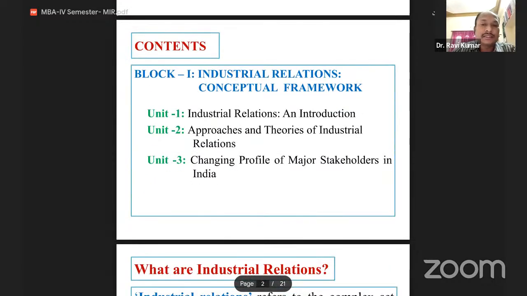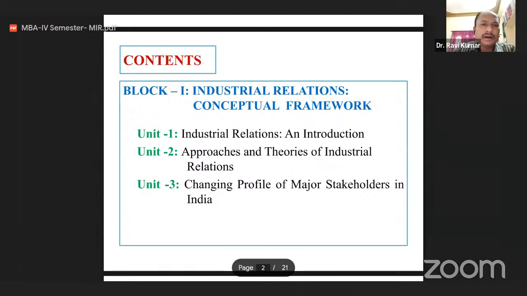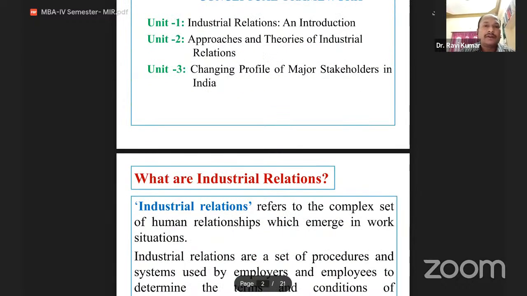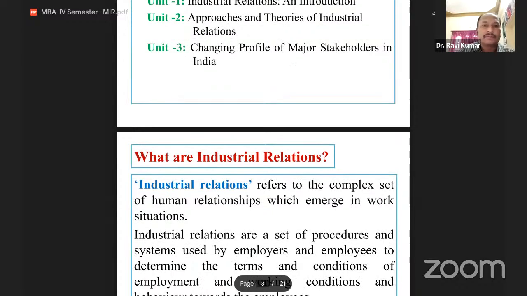So now we can discuss the blocks. In block one, industrial relations and the conceptual framework, we have three units. The first is industrial relations and introduction, the second is approaches and theories of industrial relations, and unit three is the changing profile of major stakeholders in India. So now we can discuss unit one.